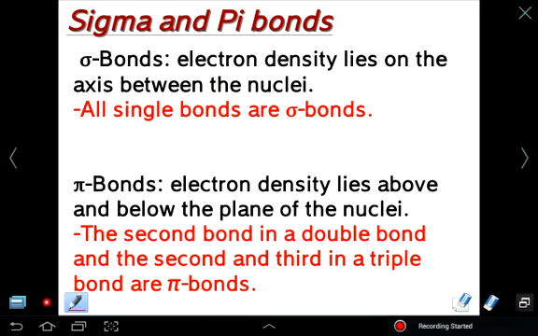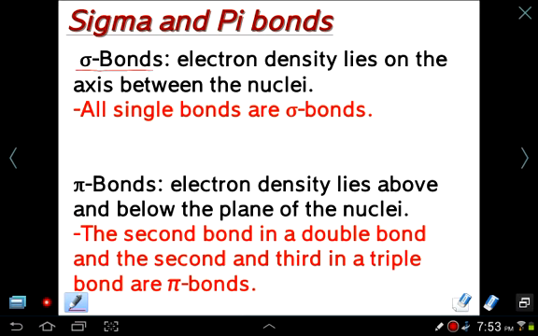Chapter 9, Lesson 4. In this lesson we'll talk about sigma and pi bonds. Essentially this is going to pick up from the previous lesson's ideas of hybridized and unhybridized orbitals. This is going to explain in a little more detail what the bonding looks like on the molecular level. So we're going to define two types of bonds.